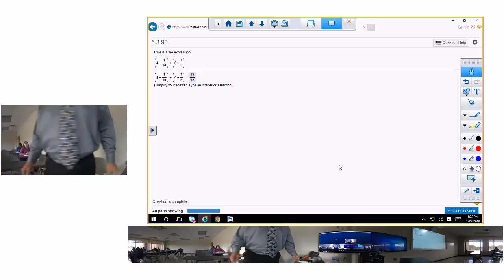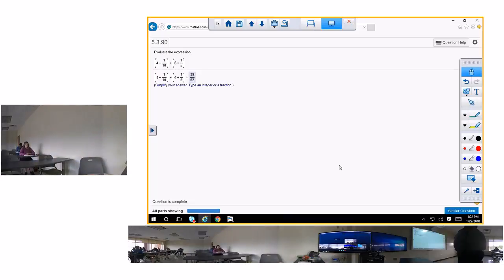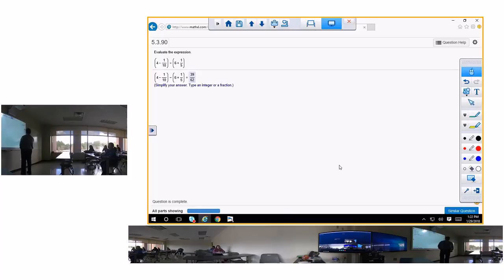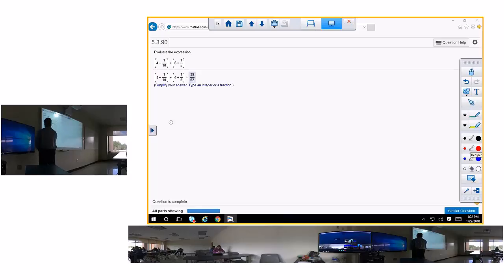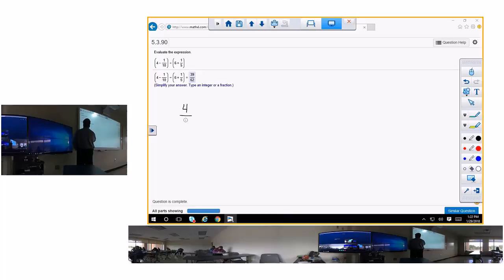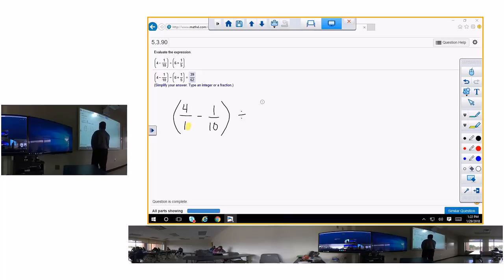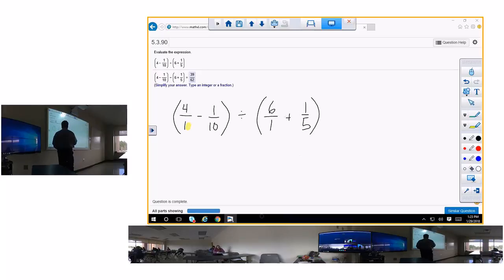And I do expect, when I assign the homework for fractions, questions. I always get them. So here we go. 4 over 1 minus 1 over 10, divided by 6 over 1 plus 1 over 5. And I'll tell you the next biggest mistake students make on these.